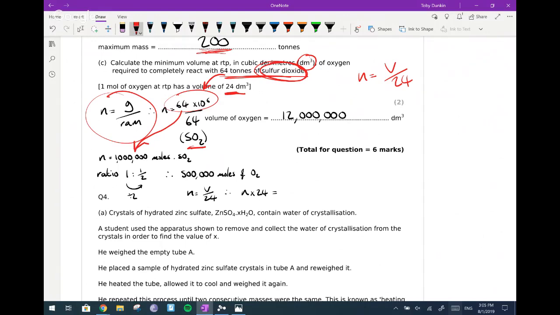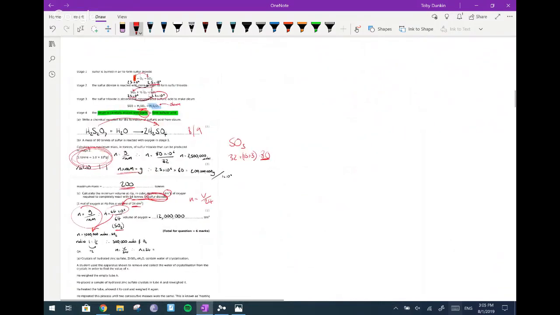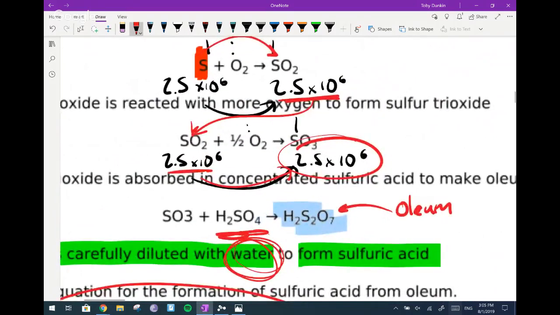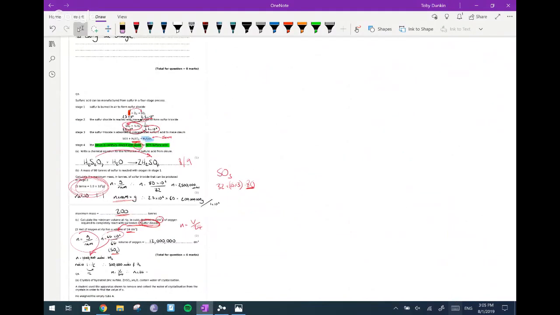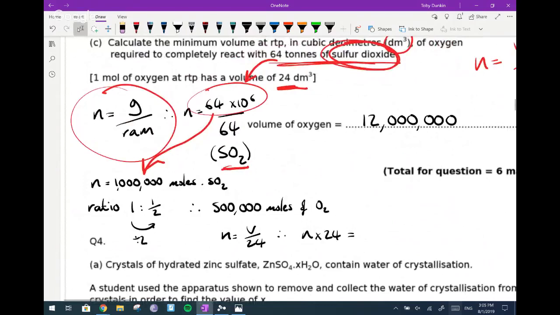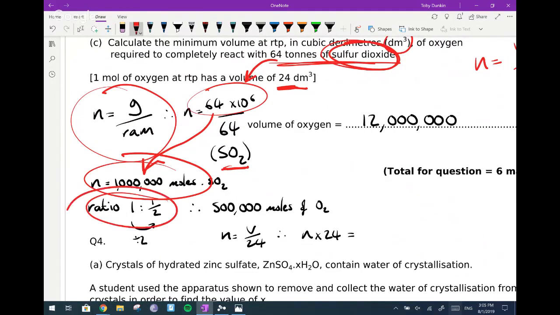Now the SO2, the ratio with oxygen, where's the equation? The ratio with oxygen and sulfur dioxide is 1 to 1/2. So by the way, notice my routine. I first of all got to moles. Then I'm looking for my ratio. And then use the ratio, divide it by 2. 500,000 moles of oxygen.